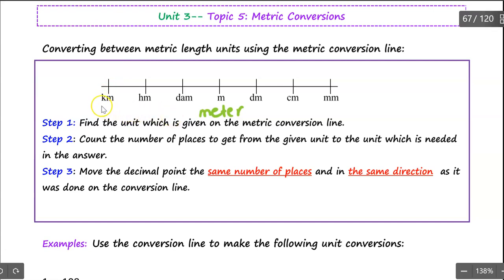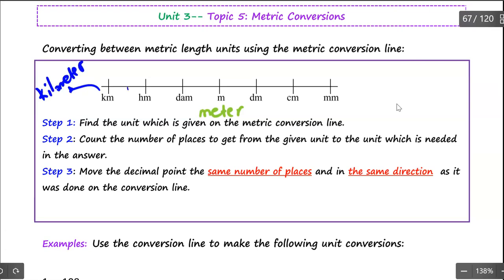So there are mathematical presentations for all of these prefixes, the K, the H, the DA, the D, the C, and the M, which are called prefixes. So I would like to go over the name for all of these prefixes before we talk about the mathematical presentation of all of these prefixes. So the K in front of M, the K stands for kilo, so km is kilometers. Okay, so this one is kilometers.